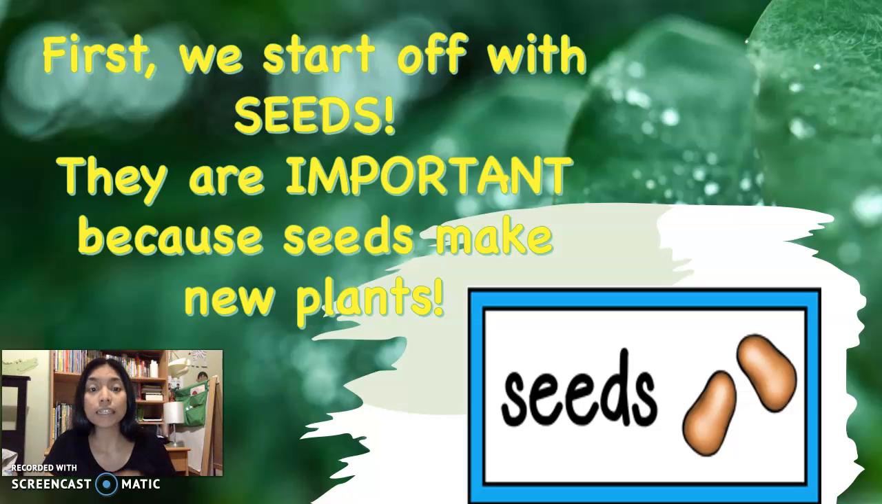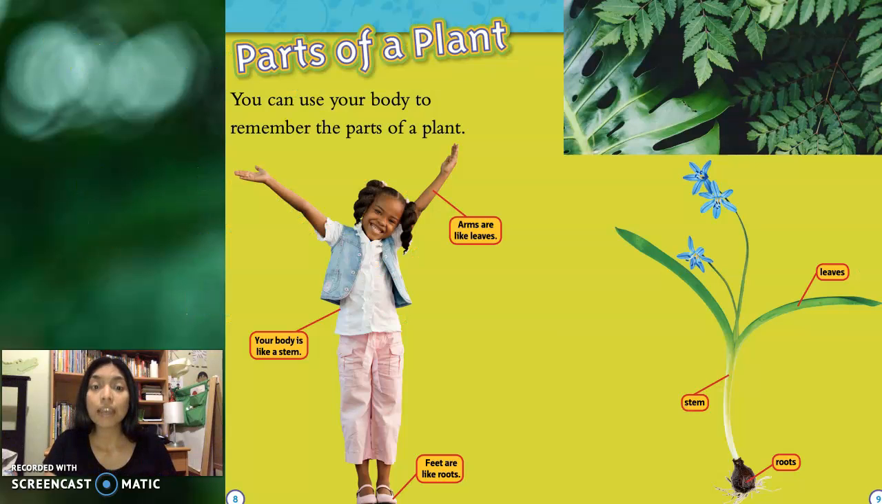Now, once the seed is in the soil and all the needs are met, then we start off with the parts of a plant. For example, that day I told you that you can use your body to remember the parts of a plant, okay? Just like you see the little girl, her feet are like the roots, so your feet are like the roots of a plant. Your body is the stem, just like the plant, and then our arms are the leaves of a plant, okay?